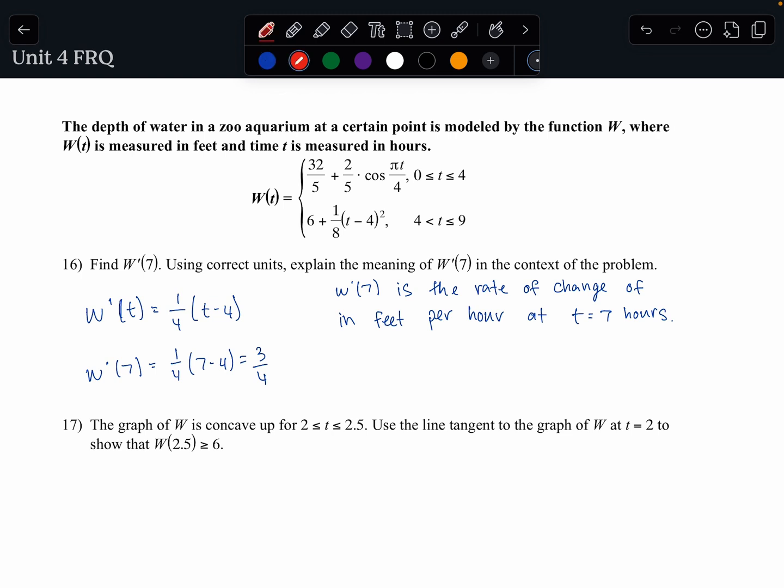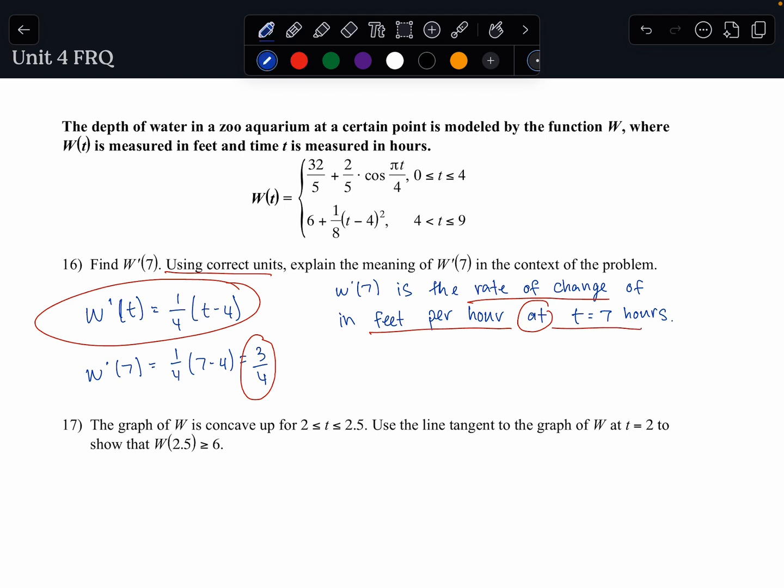You should have the answer, you should have the derivative as well. In terms of what you need to show in the explanation, you should have feet per hour, because they do say use correct units. You should have words like rate of change at t equals 7 hours. I'll say here it is increasing, just because I really don't know how to write well. Is increasing.